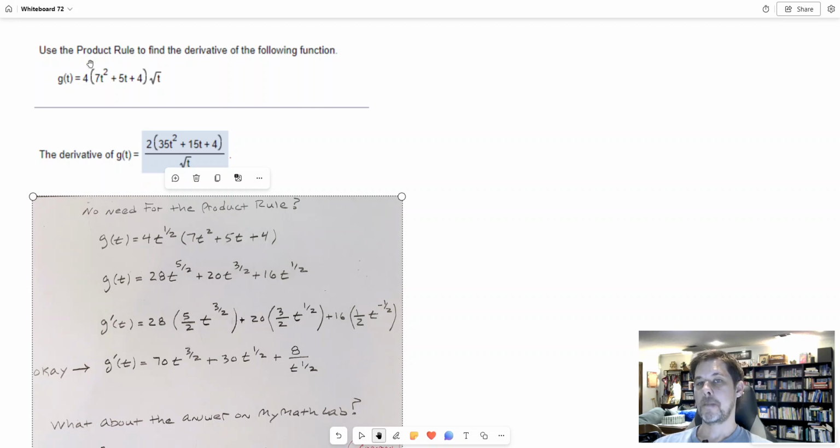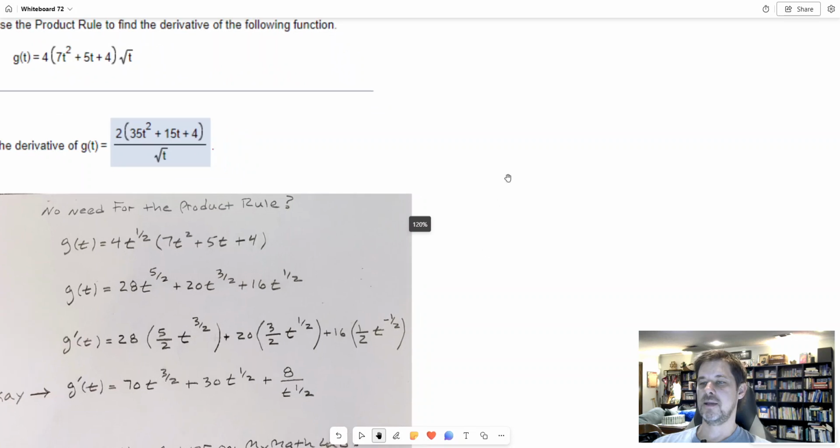Greetings everybody. Here's a problem right off the MyMathLab assignment that stands out to me, okay? And I'll tell you why it stands out to me as I work it. So it says use the product rule, okay? So I'm given these specific instructions to find the derivative of this function. Okay, g of t = 4t^(1/2)(7t squared + 5t + 4), that is, 4 times root t.